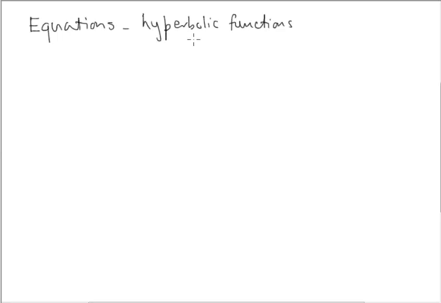We are told here that cosh hyperbolic of x is equal to 5 over 4. Now, what do we want here? As usual, we want x equals to something. We want to see x being equal to a number there.